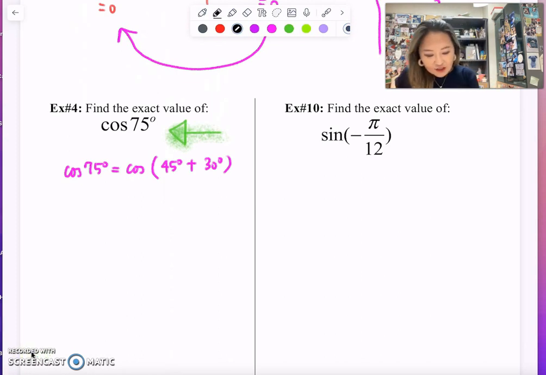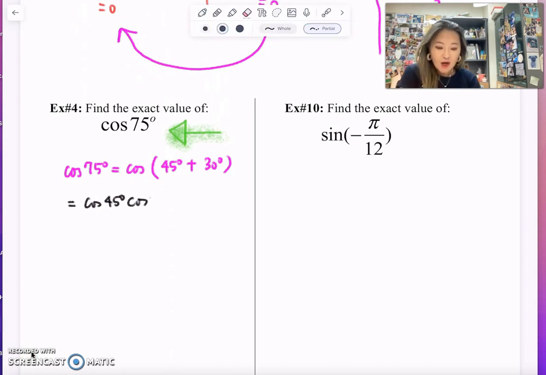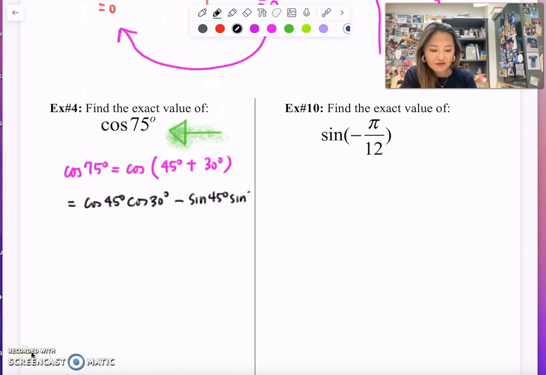Whoa. Okay, let's now apply the actual formula. You go cosine 45 degrees, cosine of 30 degrees. Oh, that's ugly. Because you know that cosine is special because cos, and then minus, and then sine of 45 degrees and sine of 30 degrees.